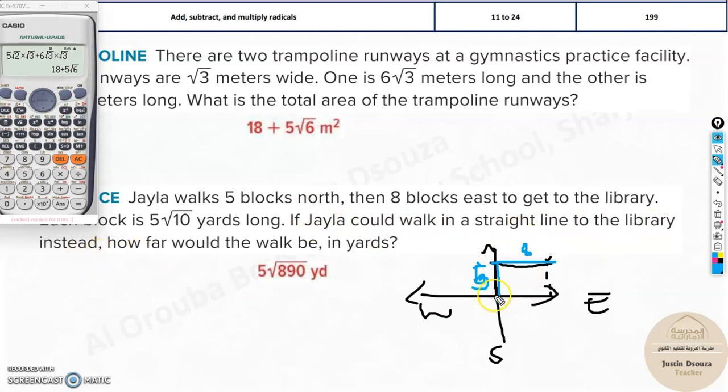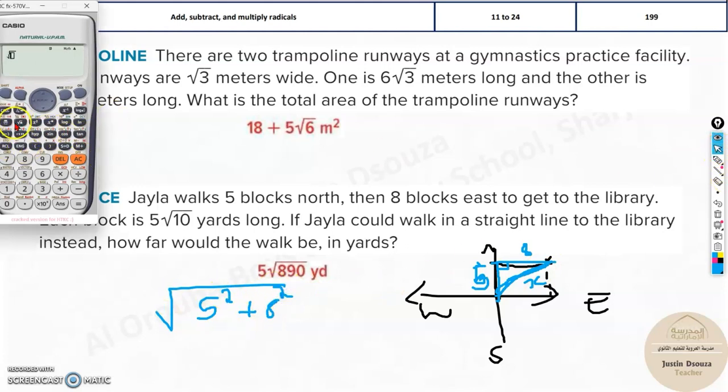Now, if Jayla could walk in a straight line to the library instead, how far would it be? If this is the straight distance, the Pythagoras theorem comes over here. What is this x? You can find that by finding the square root of the sum of squares of the other two sides. Since this is 90 degrees, this will be the hypotenuse. Whenever you get direction problems, north, south, east, west, it'll be root of 5 squared plus 8 squared. Just put it in the calculator.